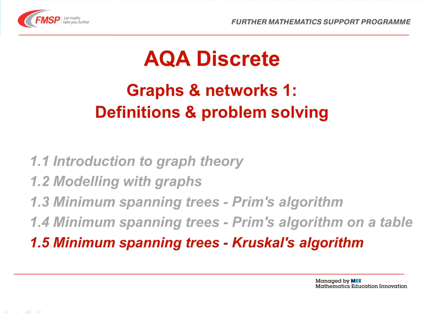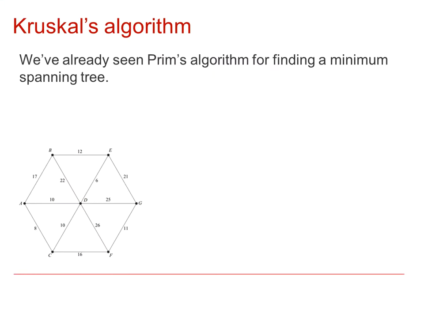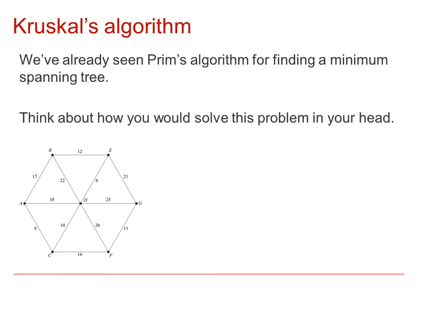This is a video for AQA Discrete Mathematics, Graphs and Networks, section 1.5, where we're looking at Kruskal's algorithm for finding minimum spanning trees. In an earlier video we looked at Prim's algorithm for finding a minimum spanning tree, which starts at a particular point and then the tree grows from that point. But what I'd like you to do now is to just think about what you would do if you had to solve this problem in your head.